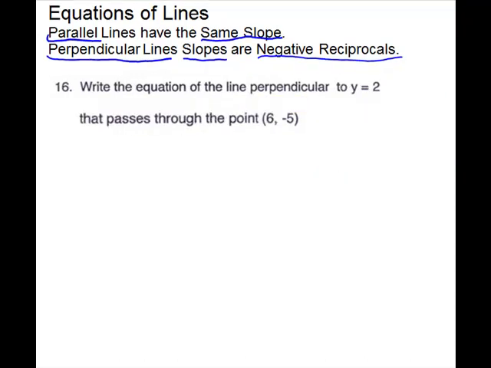Our last question is one that is also to think outside the box. It says write the equation of the line perpendicular to y equals 2, and then passing through a certain point. Well, y equals 2 is a horizontal line. A line that will be perpendicular to a horizontal line will have to be a vertical line. So a vertical line is the form x equals some constant, and it will have to be the x value from our point. So x will equal 6.